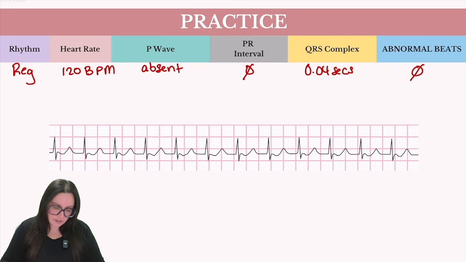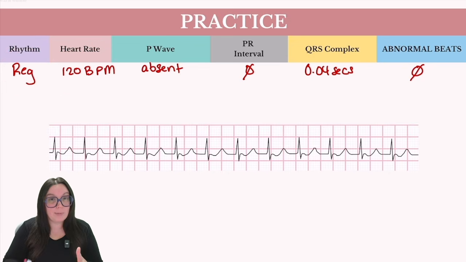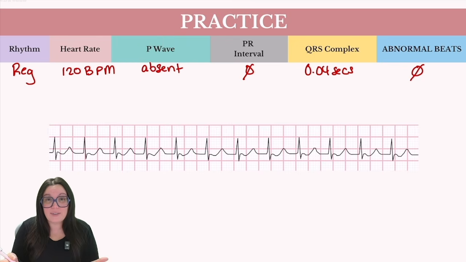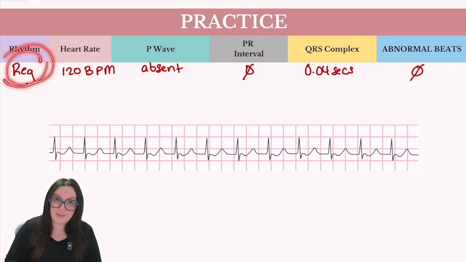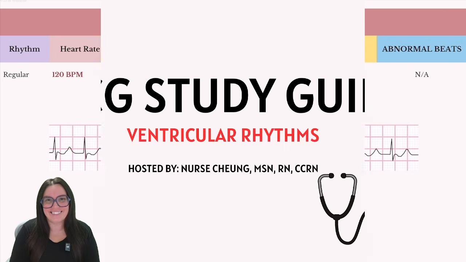So now we're going to take a look at our criteria. I have a regular rhythm. It's 120 beats per minute, so I know I'm dealing with some kind of tachycardia, but the thing that makes this a junctional rhythm is the fact that I have absent P waves. There's no P waves to be seen here, and I have a regular rhythm. So taking a look at this example, I know that I have a junctional tachycardia.